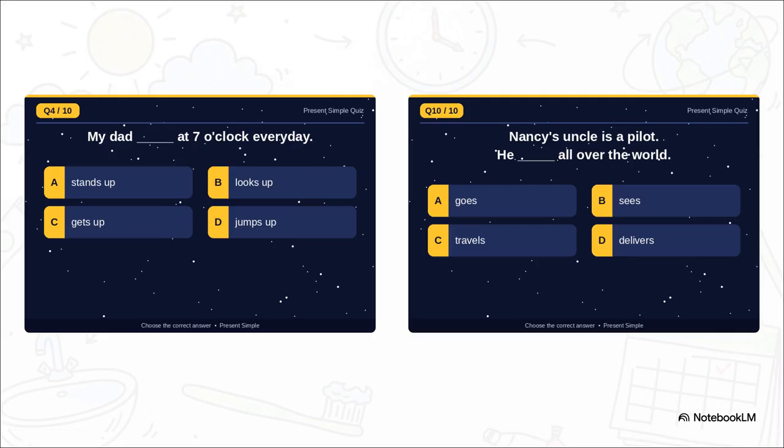Okay, let's test that logic one more time. My dad and Nancy's uncle. Now, they aren't pronouns or first names, sure, but they are relative titles that represent a single person, a he. So, applying our rule, my dad gets up and Nancy's uncle travels.